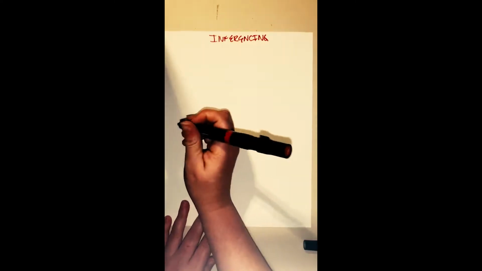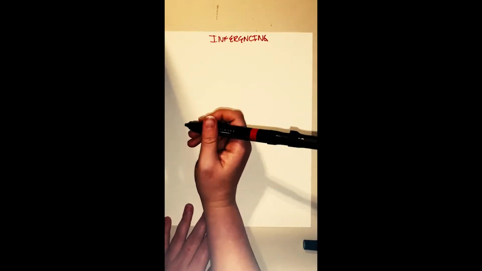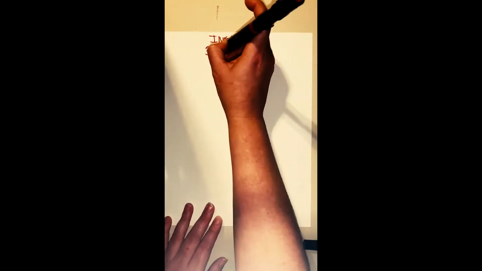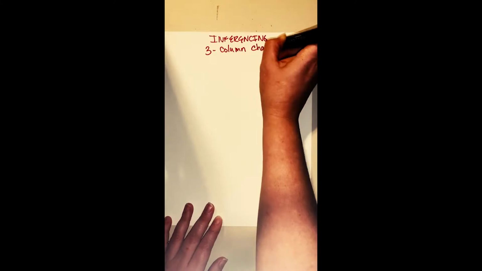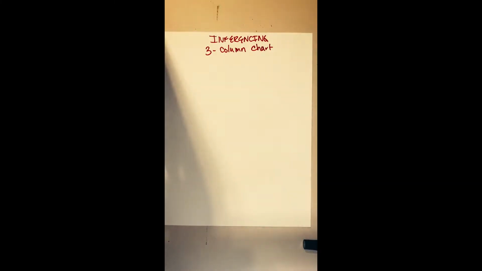This week, everything we talked about was all about inferences. So the skill that we're working on is inferencing. And then our approach, the one that we started with this week, was the three column chart.